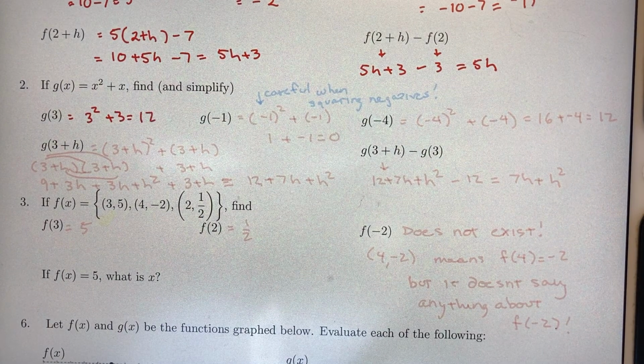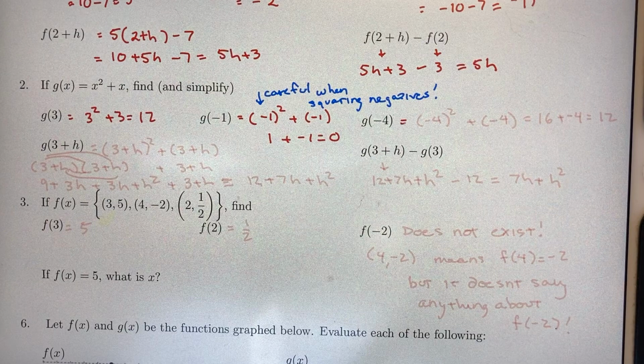9 plus 3 is 12. Always put parentheses around negatives. Negative 1, when you square it, is not negative. 1 plus negative 1. I'll write a little note for you. Careful when you square negatives. Okay.